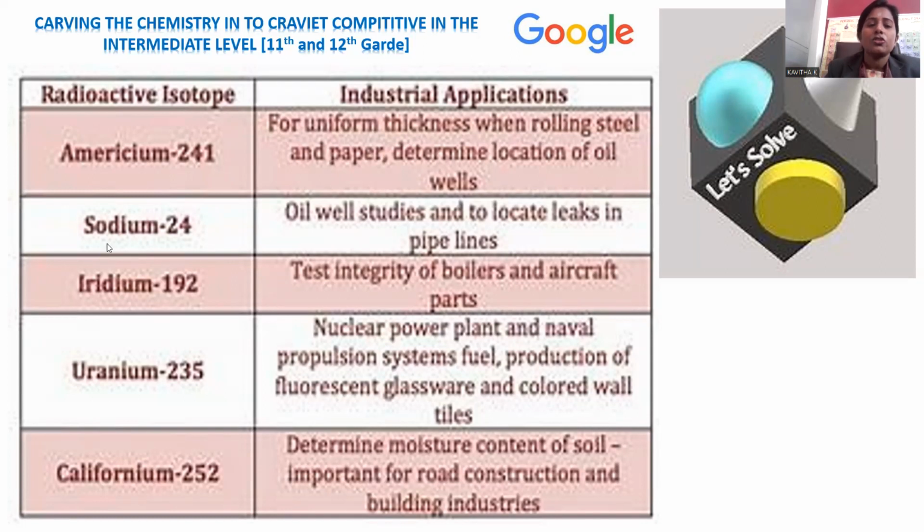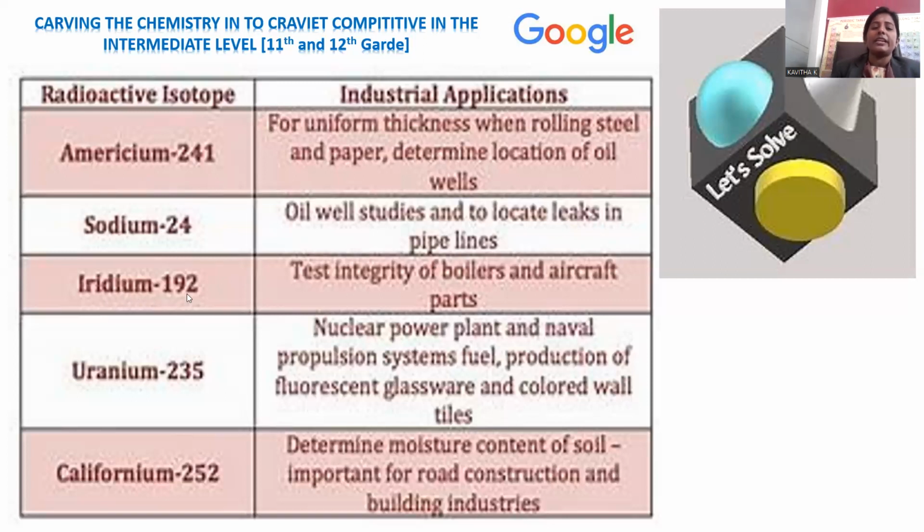In addition, sodium 24 will be there. This is also a metal of the first main group. Oil well studies: if you are finding oil wells, the quantity of oil present, what quality of oil is present, and what composition we have, the entire study is carried out by means of this sodium 24. And to locate leaks in pipelines, whenever any kind of liquids are transported from one region to another, if any leakages are there, you can clearly detect them.